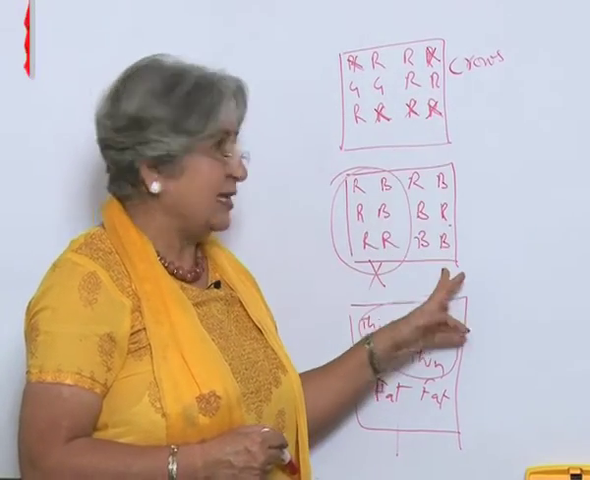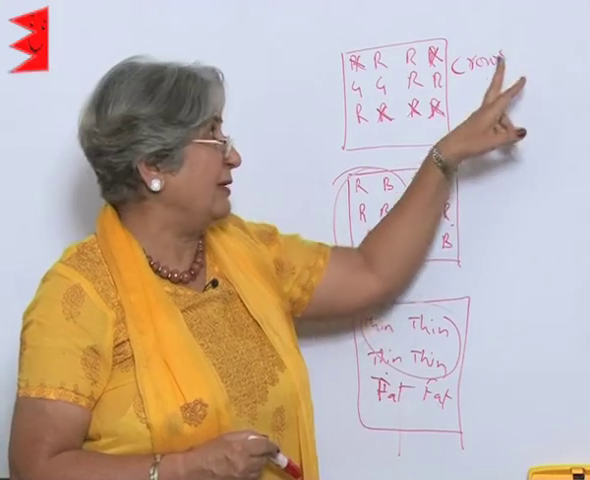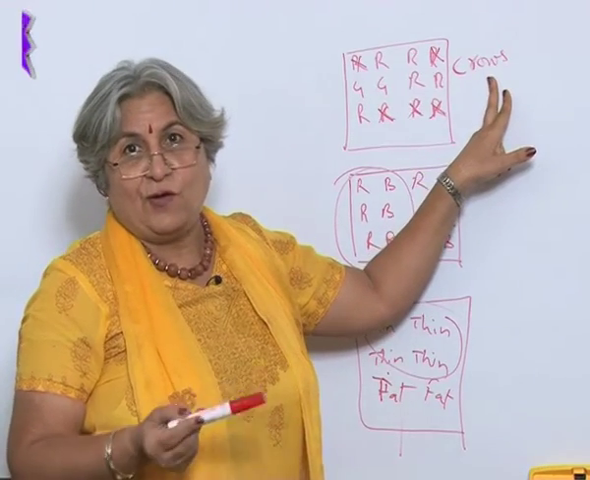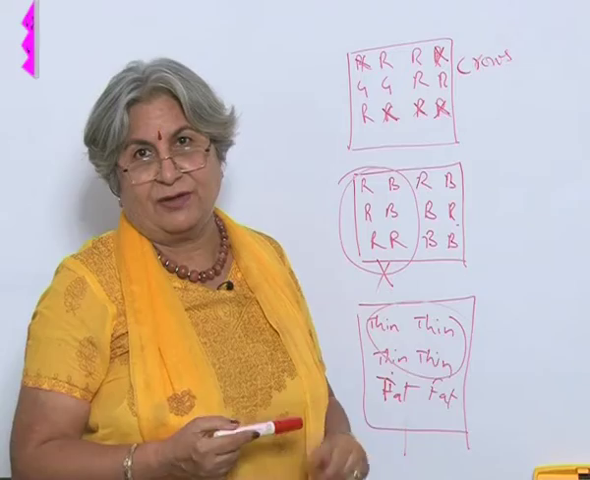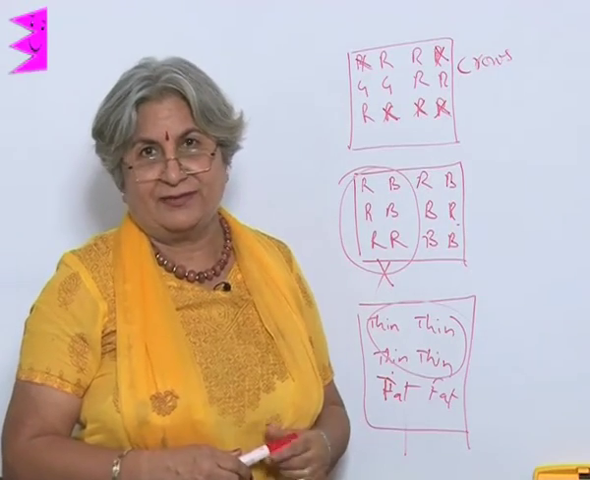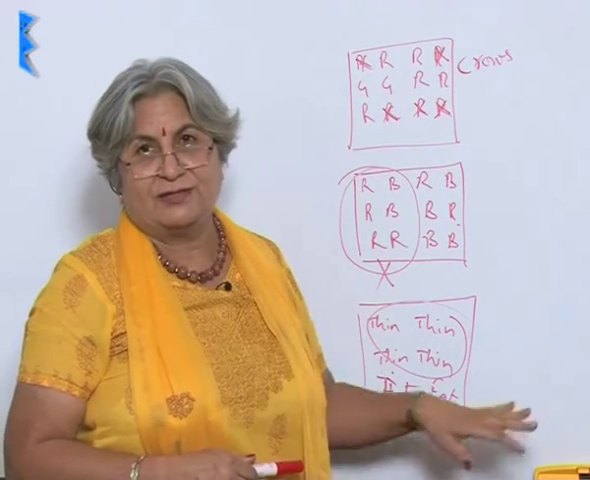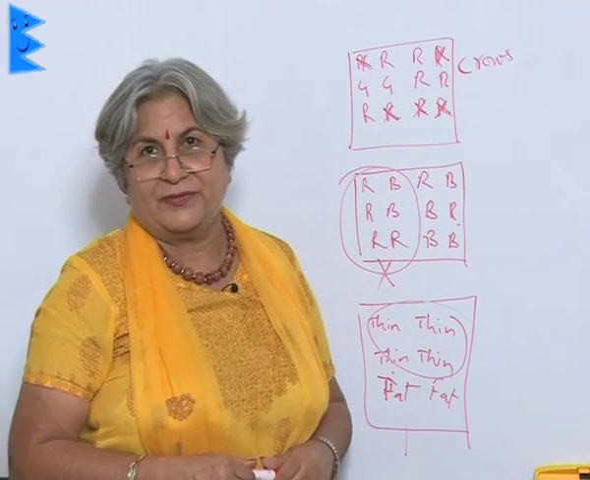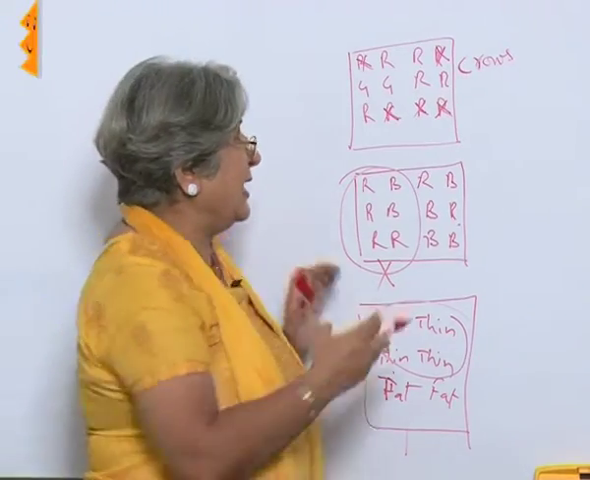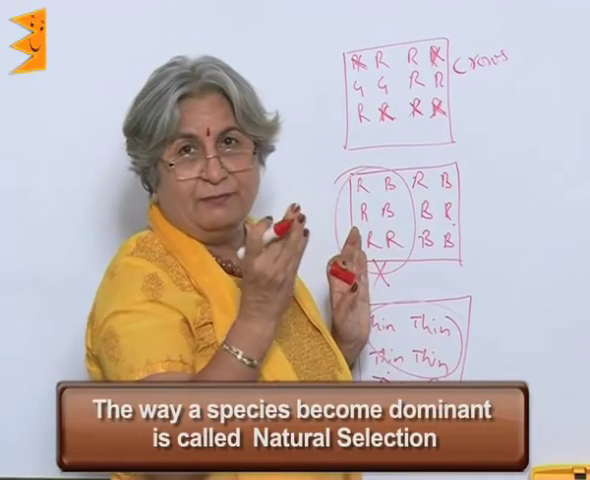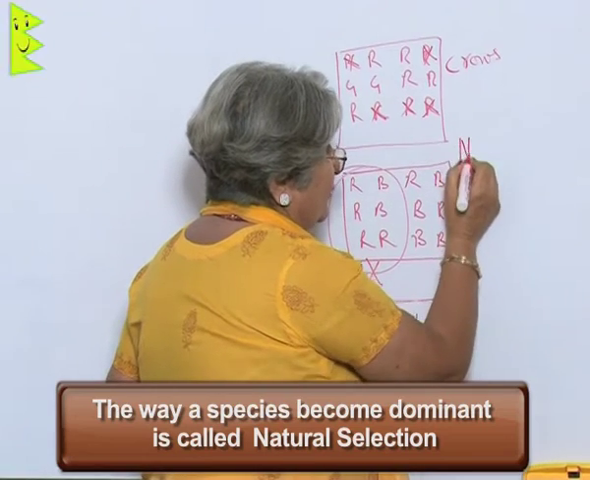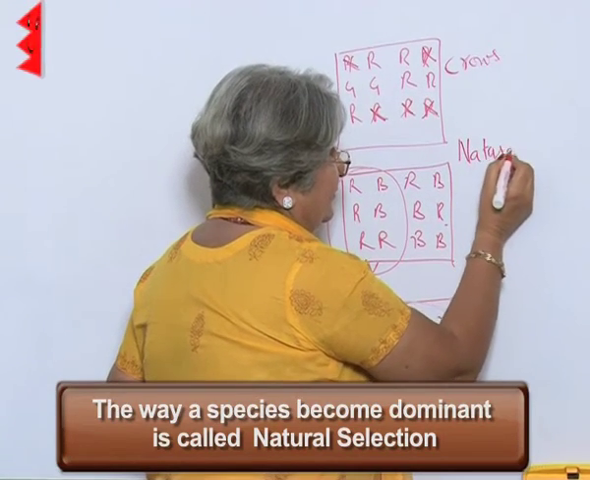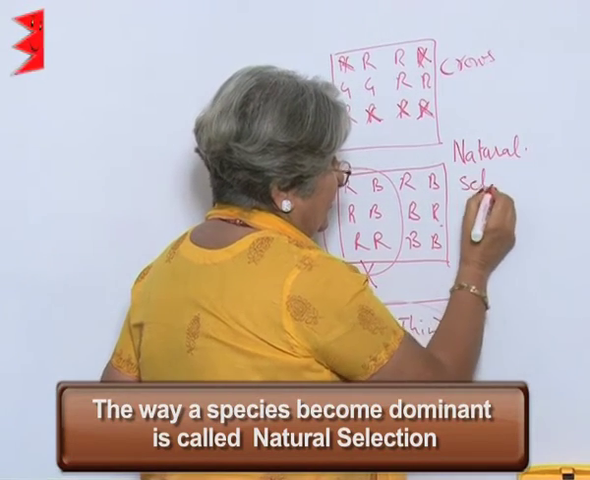Here whatever has happened has happened because of the crow. Crows in a way naturally selected the green beetles because they consumed the red ones. This was accidental, this was only acquired. So that means the way a species becomes dominant is a process of natural selection.